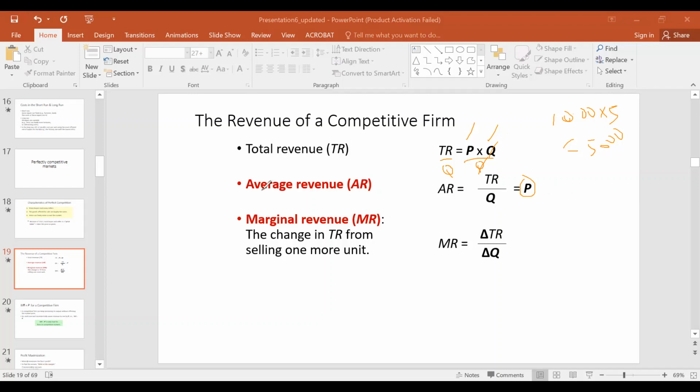Per unit revenue. Remember our friend, marginal, again. Marginal is always the additional, right? How much does total revenue change if I were to produce one more? That is the marginal revenue. All the marginals are like that. The additional change as a result of producing one more. Change in total revenue from selling one more unit. It's also the slope of the total revenue curve. So marginal revenue is change in total revenue over change in quantity produced.